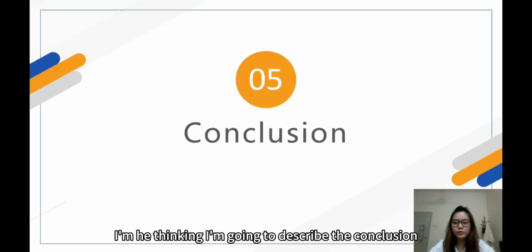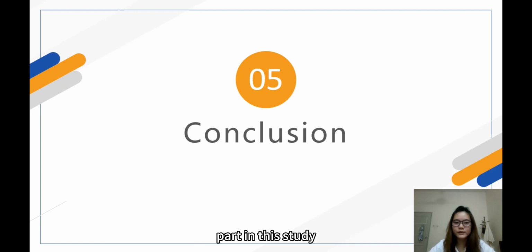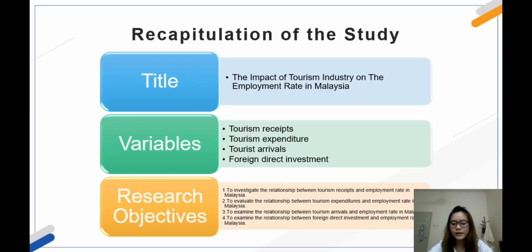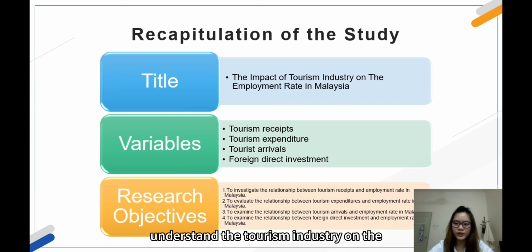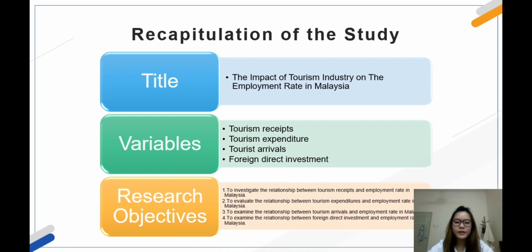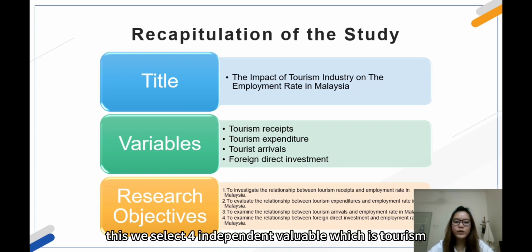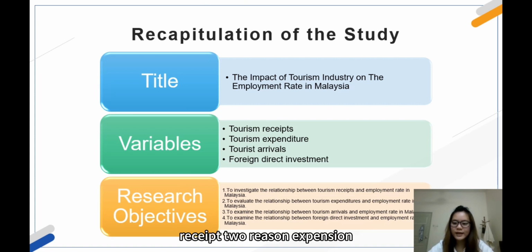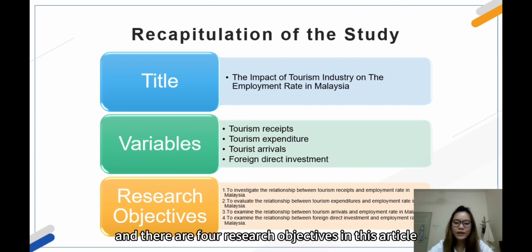I'm Hei Xintian. I'm going to describe the conclusion part of this study. In this article, we're trying to understand the impact of the tourism industry on the employment rate in Malaysia. And by doing this, we select 4 independent variables, which are tourism receipts, tourism expenditure, tourist arrivals, and foreign direct investment, and there are 4 research objectives in this article.